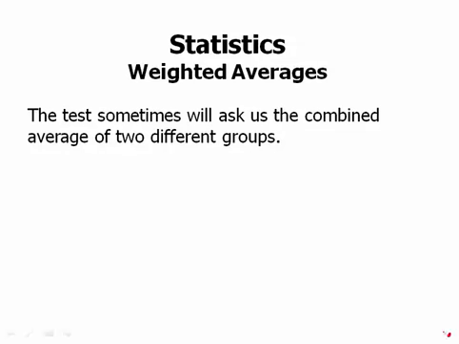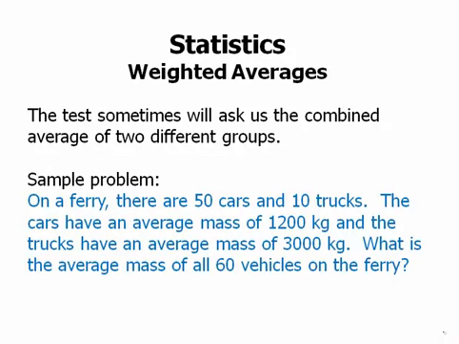Weighted averages. The test sometimes will ask us the combined average of two or more different groups. So here's a sample problem. We're not going to do this sample problem right now, but just to give you an idea of this kind of question. On a ferry, there are 50 cars and 10 trucks. The cars have an average mass of 1,200 kilograms, and the trucks have an average mass of 3,000 kilograms. What is the average mass of all 60 vehicles on the ferry?